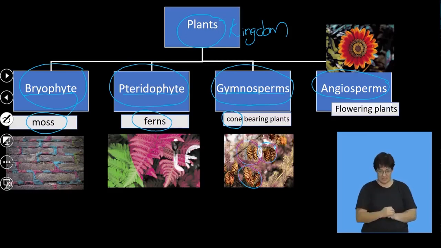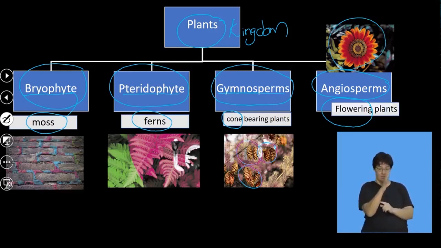Then the last group of plants that we're going to look at is called angiosperms. And angiosperms are any plant that produces a flower. So we're taking our plant kingdom and we're going to divide it into the 4 groups, and we're going to look at the specifics of what is in those 4 groups.